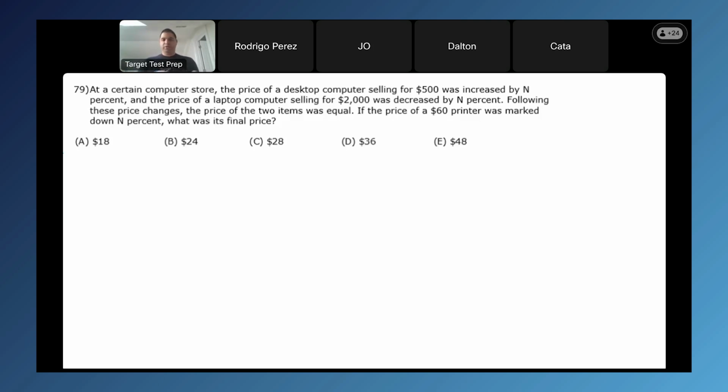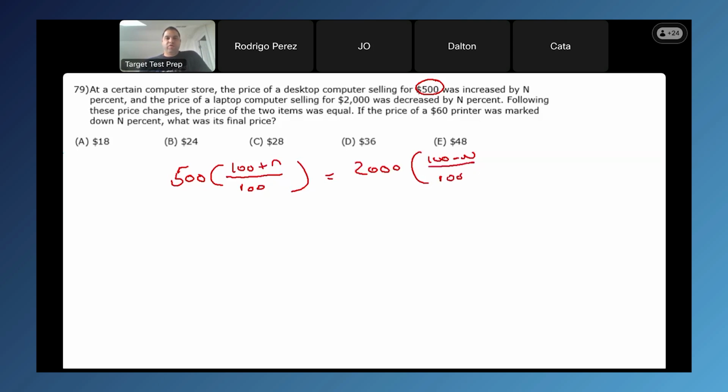All right, so I see some answers coming in here. It shouldn't have been too bad. This is not the same type of question. So we have the $500 computer increasing by n%. So that's going to be (100 + n) over 100. And the laptop decreasing, they're going to be equal. So (100 - n) over 100.